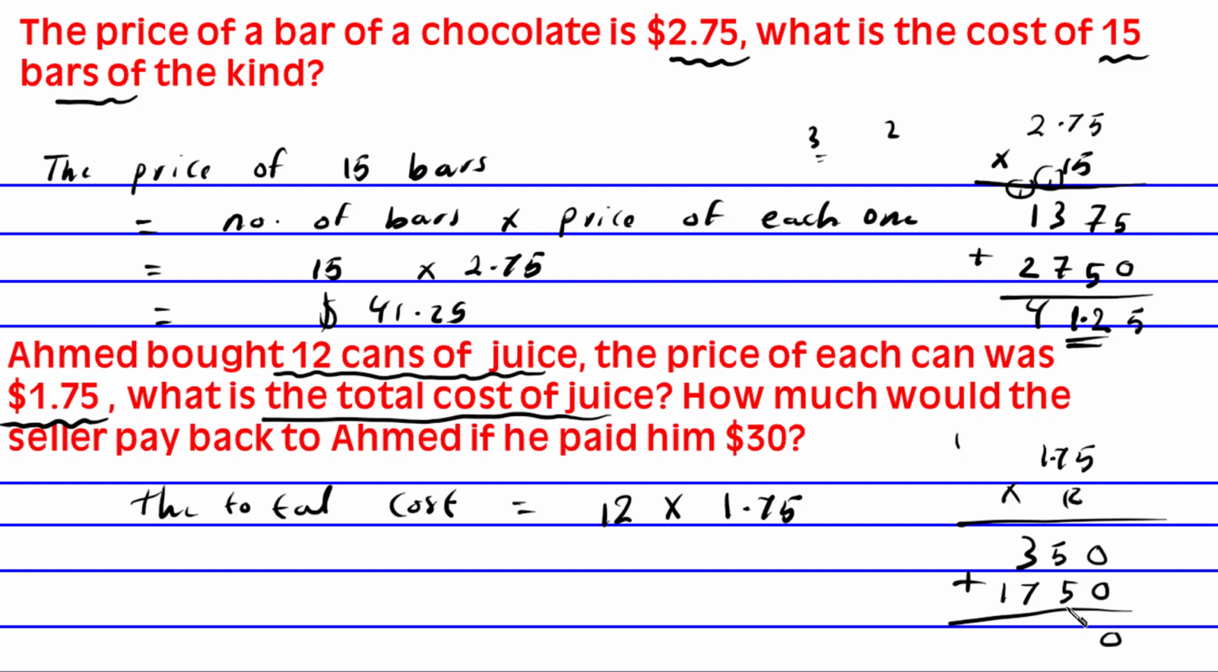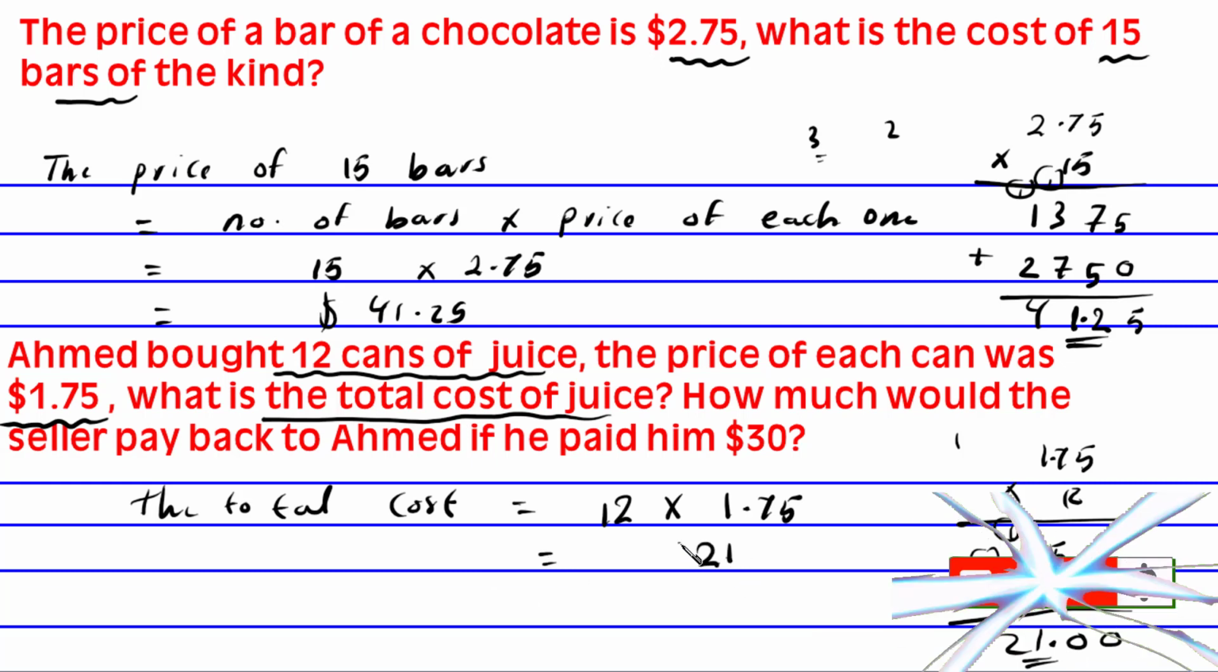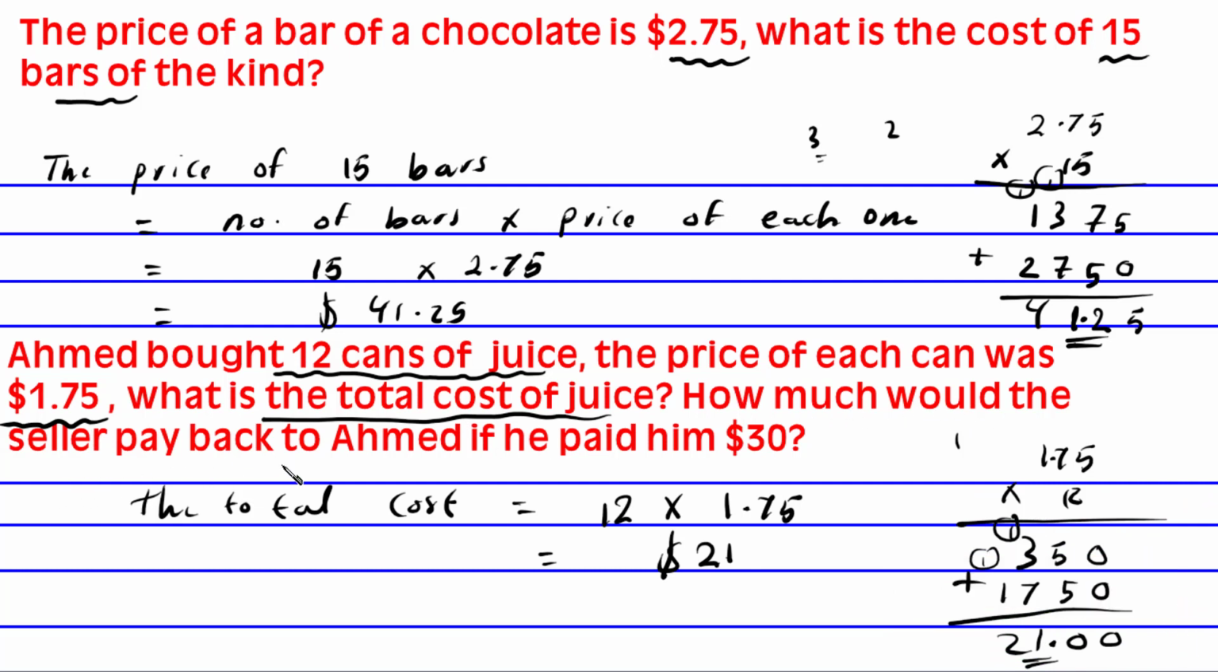0 plus 0 equals 0. 5 plus 5 equals 10. Write 0 and carry 1 over 3, it will be 4. 4 plus 7, it will be 11. Write 1 and carry 1 over 1, it will be here 2. It will be here 2100. After you insert the point after 2 digits from the right, it will be here a whole number, $21. So the total cost will be $21.